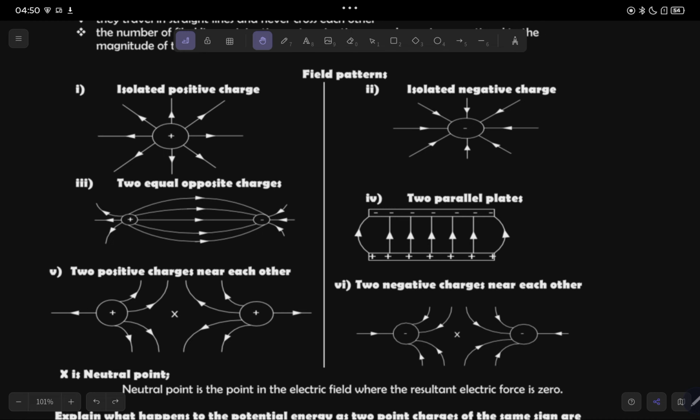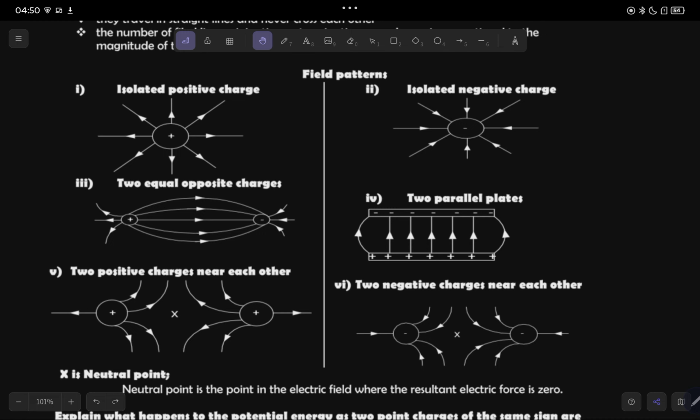Roman numeral 4, we are looking at 2 parallel plates. One is negative and the other is positive. Electric field lines are originating from the positive charges on the positive plate and terminating at the negative charges on the negatively charged plate. The field around the middle of the region between the two plates is uniform. As you can see, the electric field lines are equally spaced, but they kind of warp outwards at the edges.